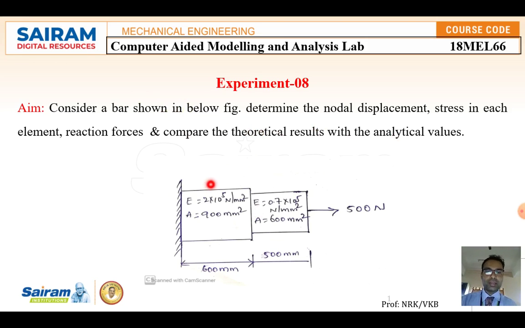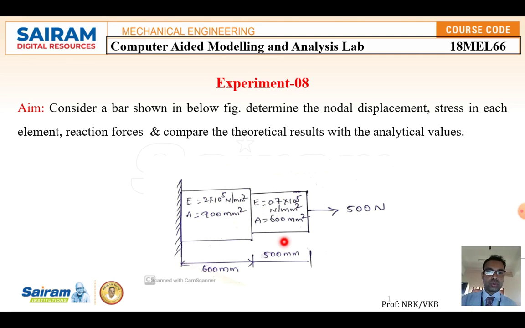Here the given bar is a stepped bar element. Two elements are given: the first one is element number 1, and this is the second, element number 2. Young's modulus for the first element is 2 into 10 to the power of 5 Newton per mm square. For the second element, Young's modulus is 0.7 into 10 to the power of 5 Newton per mm square. The area of the first element is 900 mm square, and the second element area is 600 mm square. The length of the first element is 600 mm and the second element length is 500 mm.